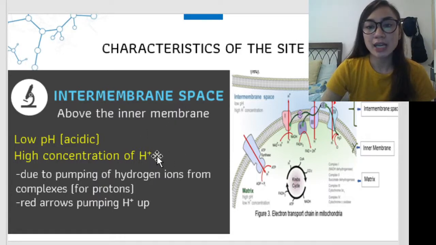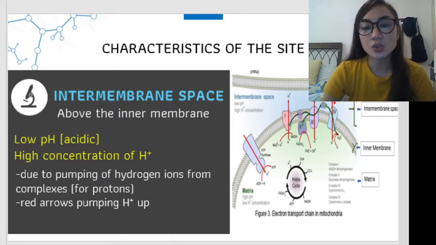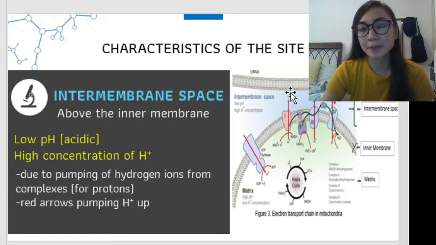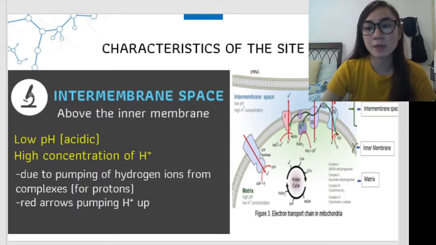So, bakit mataas ang concentration niya? It is due to pumping of hydrogen ions from complexes para sa protons. So, yung red arrows that are represented here are pumping hydrogens up, pataas sa intermembrane space.